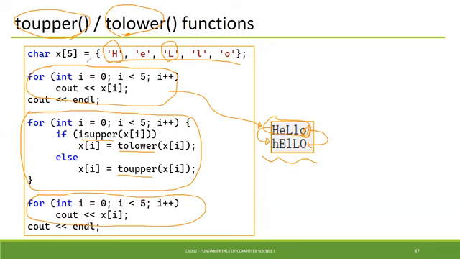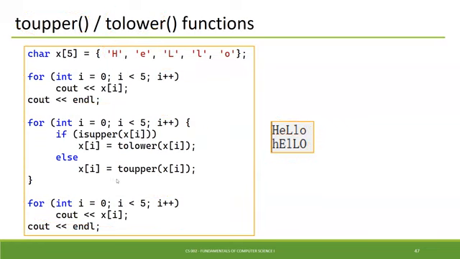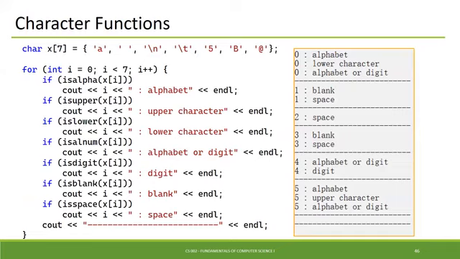So remember toUpper, toLower. Also isalpha, isdigit, isalnum, isspace, toUpper, toLower. They are very often used functions when you handle characters. Any question? It is not hard, right? You just should know how to use them and which header file you need: cctype. Remember cctype. And this is all about chapter 6.